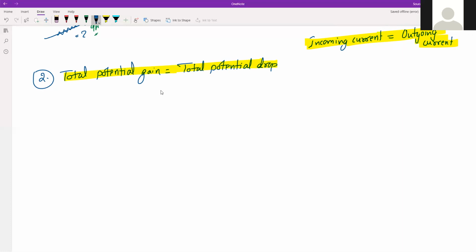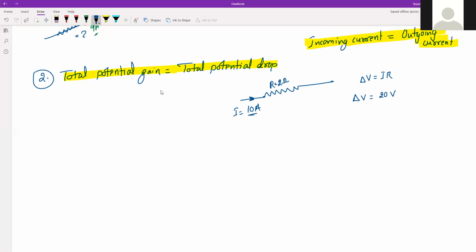Suppose this is something and the current is moving in this direction. Suppose the current is 10 ampere and this is 2 ohms. And we know that delta V is equal to I into R. So I is given, R is given. So that means I can find delta V. So what will be delta V here? That will be 20 volts.